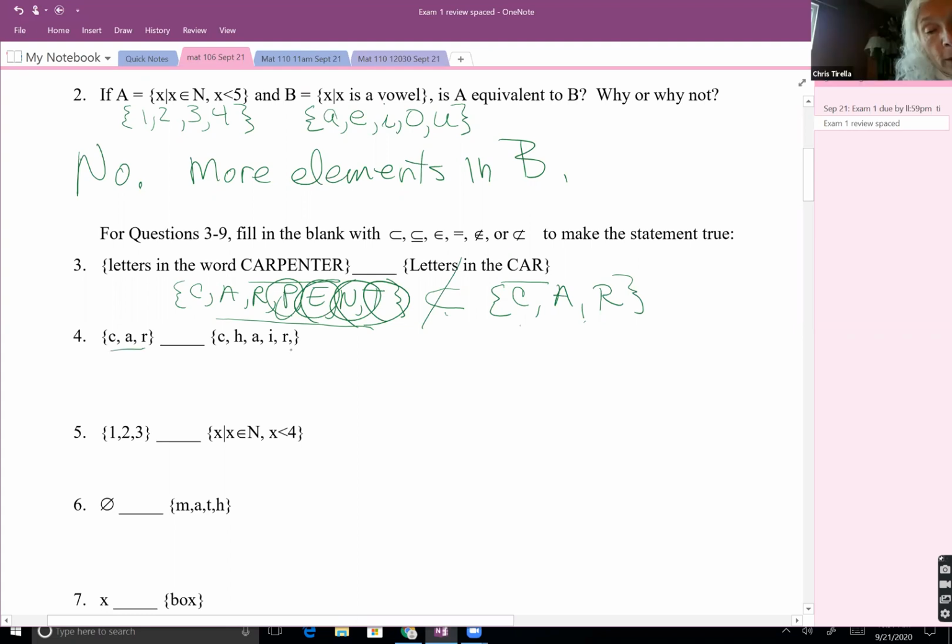Are all of these in here? Yes. So we can say it's a subset. If we can say it's a proper subset, we can say it's a subset.